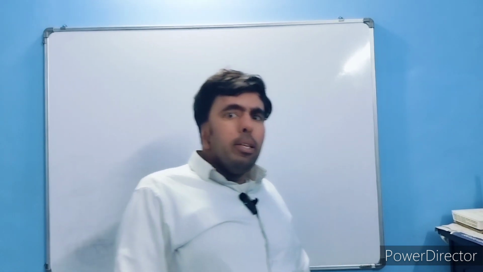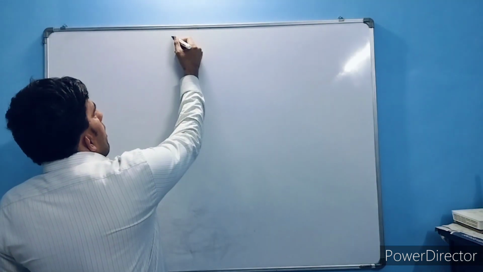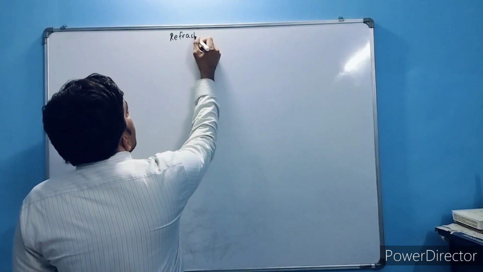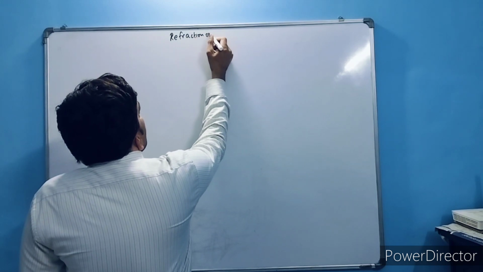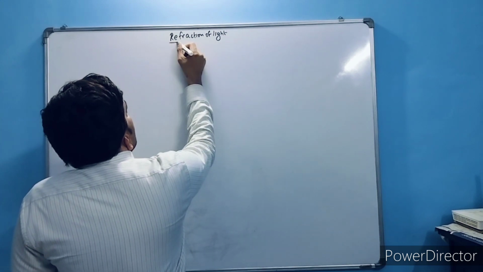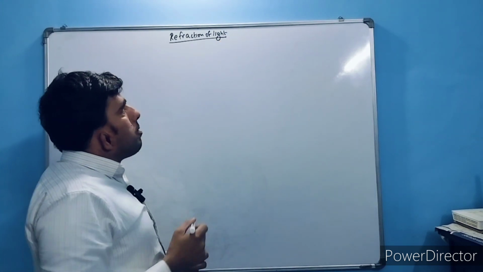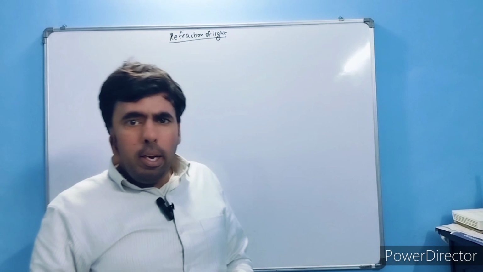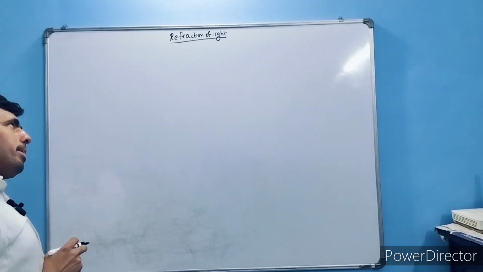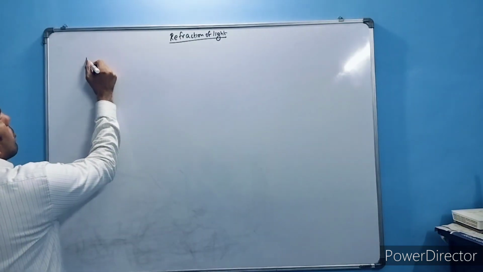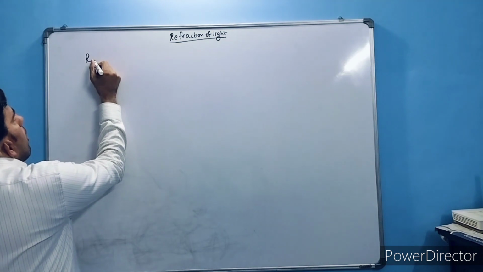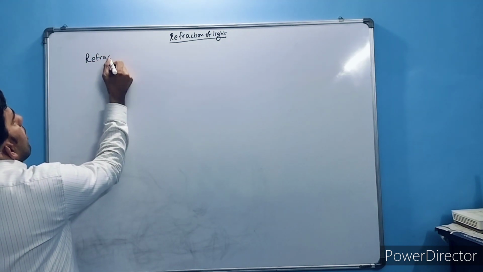Okay, so that is from the class 10th physics. Now let us see what is refraction of light. We have already studied about the reflection of light. Now we will move on to the refraction of light. Let us try to understand what this concept is. Refraction of light.